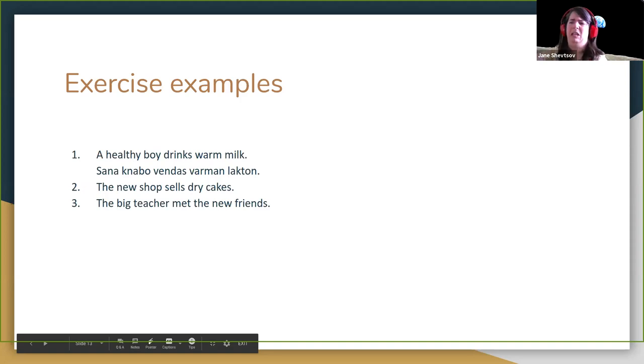So the first one, we can just go word for word. A healthy boy drinks warm milk. Sana knabo vendas barman lakpon. Isn't that "sells" instead of "drinks"? I thought "drinks" was "drink." I'm sorry. Yes, this is what I get when I make up slides too late in the evening.